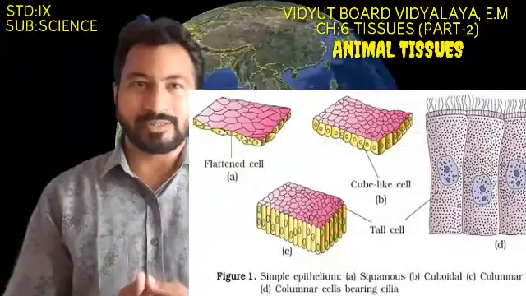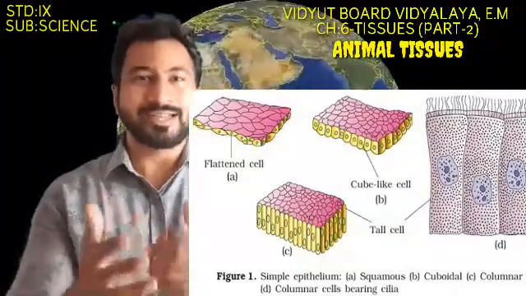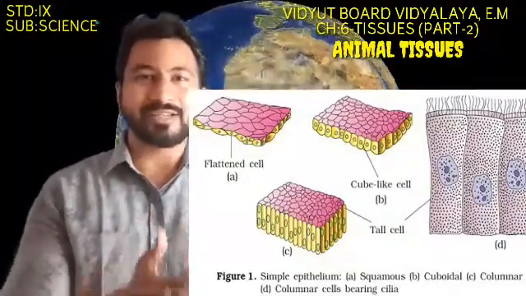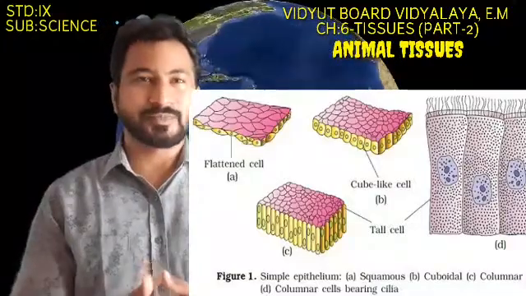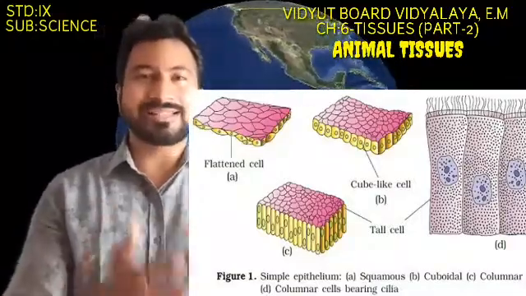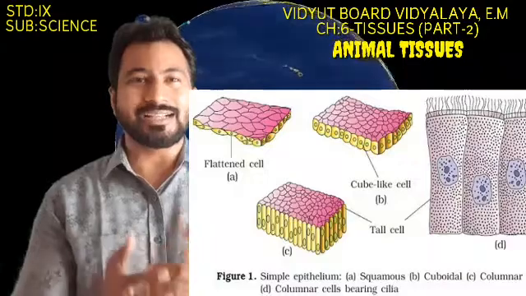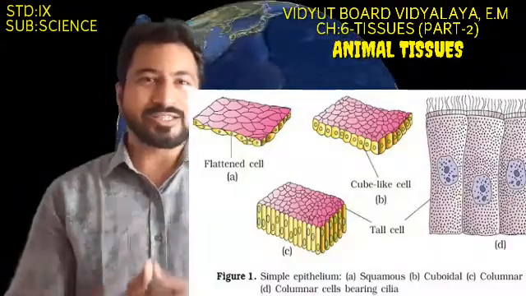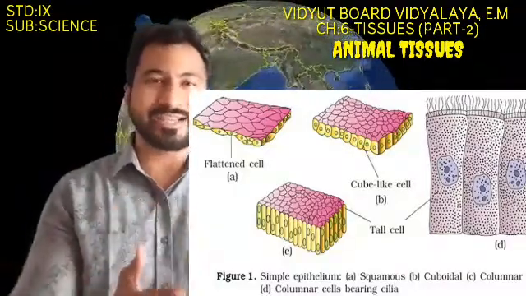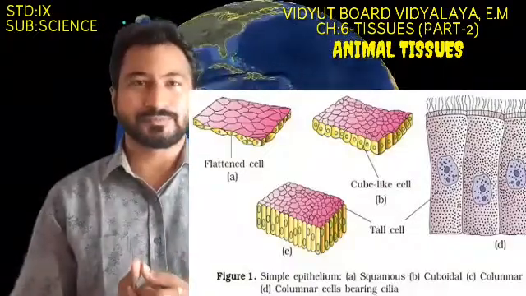Where are they located? They are basically located at the linings of the intestine and various other structures of it. What does it do? Now as these cells are basically present at the intestinal region, it does the function of absorption and secretion.